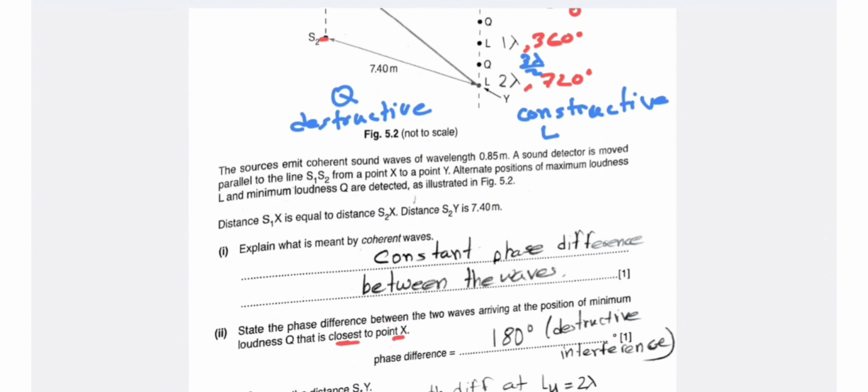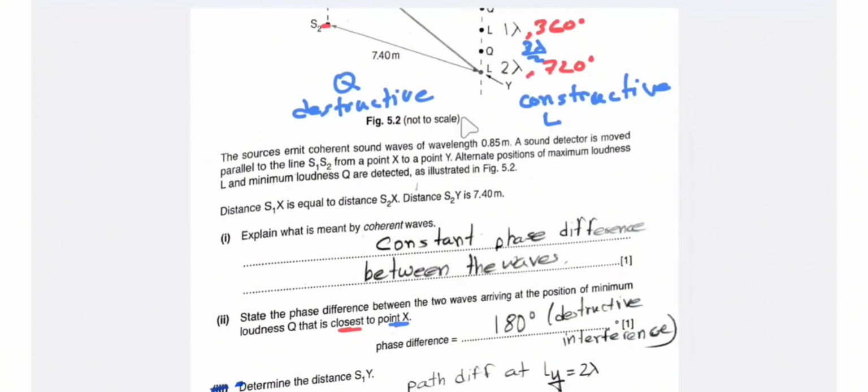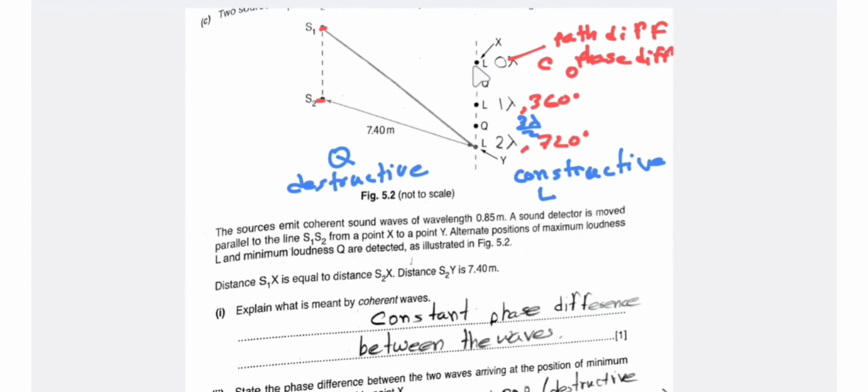This question asks us to find from the central maximum, that is x, to the closest q. So what is the closest q? This is the closest q. For this closest q, we know that it is destructive interference, so the path difference would be lambda by 2, since the path difference between loud and loud is lambda, so loud and quiet must be lambda by 2.